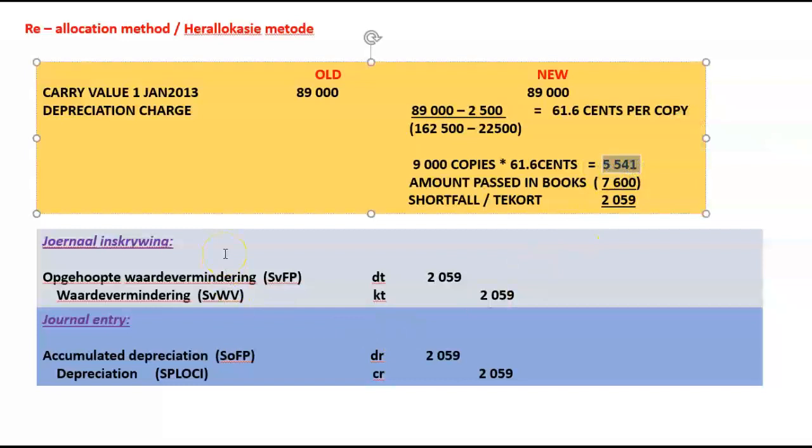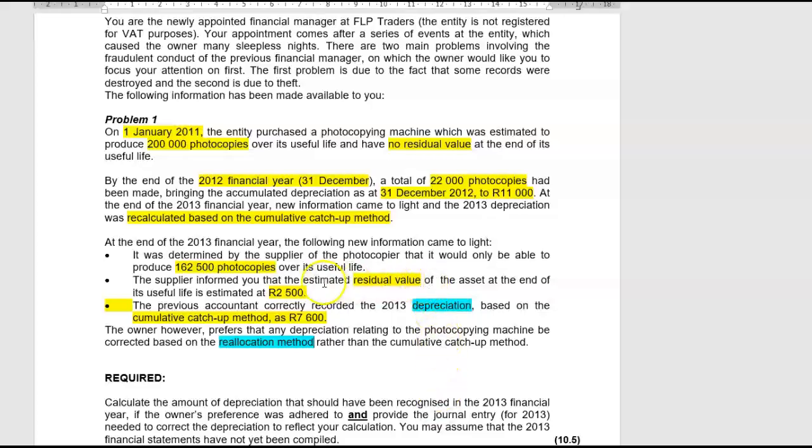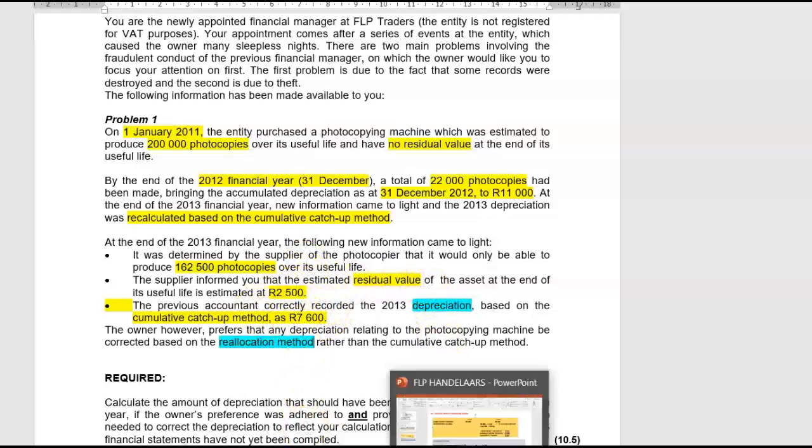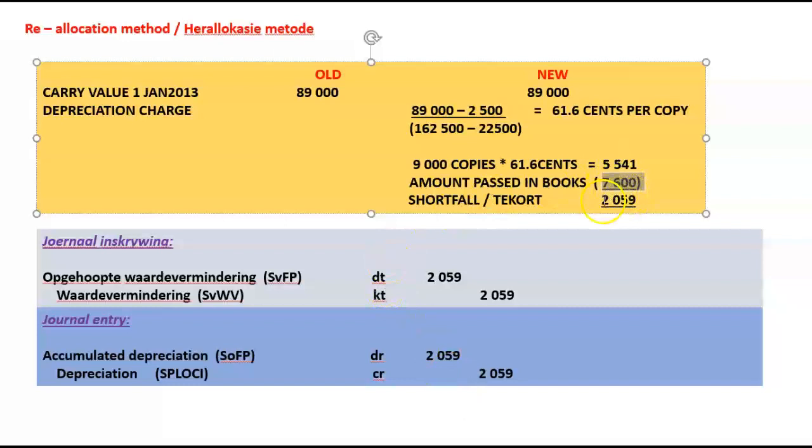How much depreciation do we in actual fact have posted in our books? We have posted in our books 7,600. There it is, 7,600 Rand in our books, which we have to rectify now. So the difference there is we want less depreciation in our books than what was posted, a difference between the two of 2,059. So we are going to debit accumulated depreciation 2,059 and we're going to credit depreciation expense 2,059. Remember the 7,600 is already in our books, so it's already lying there. We just have to pass the adjustment entry.